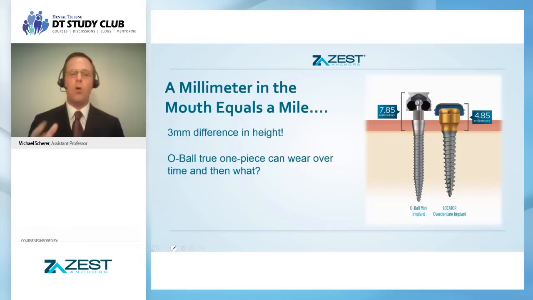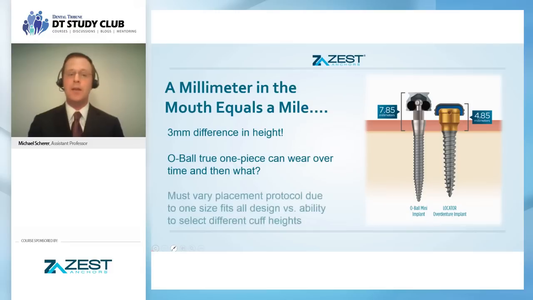And we know that yes, the O-ball attachment can wear over time, but then what? What do you do? Do you have a contingency plan? Do you have a backup? Well, the answer is most likely not. Because yes, the placement protocol fits one and all sizes and designs. And this implant tends to also be one implant for all reasons, whether it be fixed or removable.